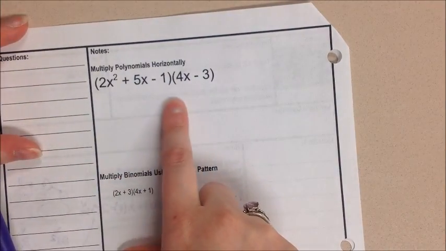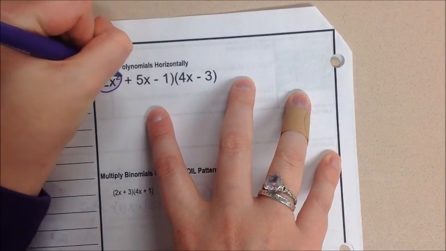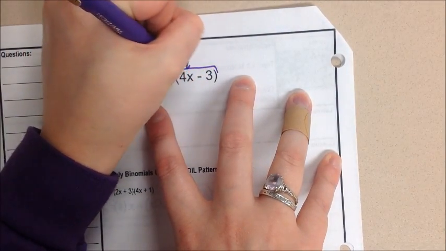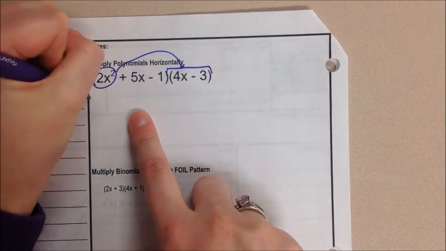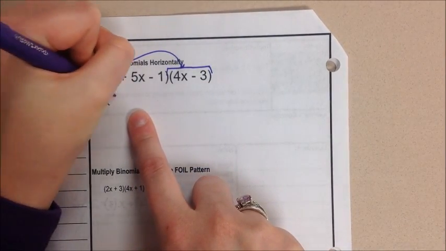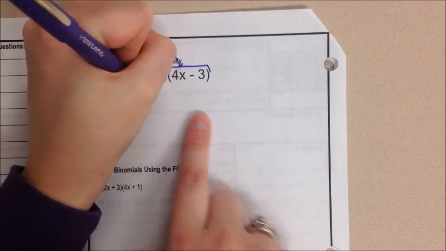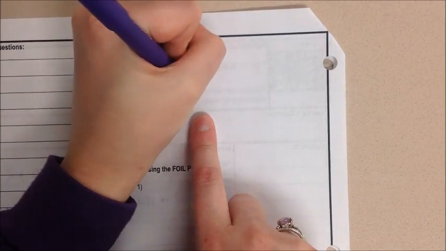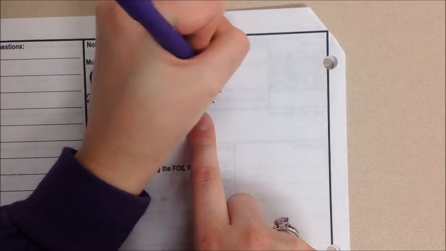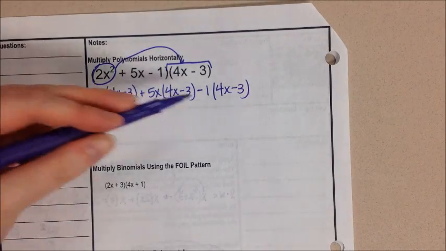Another method you can do is to multiply polynomials horizontally, okay? So you say, I'm going to multiply this times this whole thing right here, because you still have to get this times everything on the inside. So I'd have 2x squared times 4x minus 3, and then 5x times 4x minus 3, and then negative 1 times 4x minus 3. Okay? So you still have all of that.